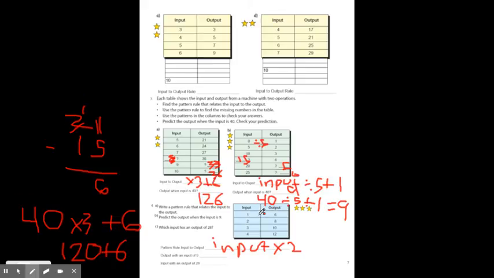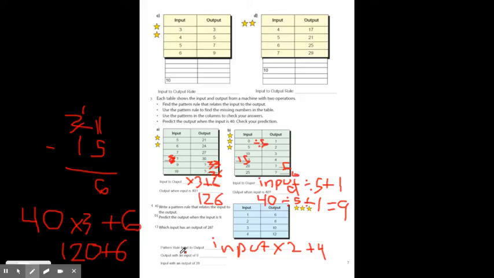1 times 2 is 2. Now to get up to 6, I then got to add 4. So let's try it with another one and see if it works. 2 times 2 is 4. Plus 4 is 8. 3 times 2 is 6. Plus 4 is 10. So that works.